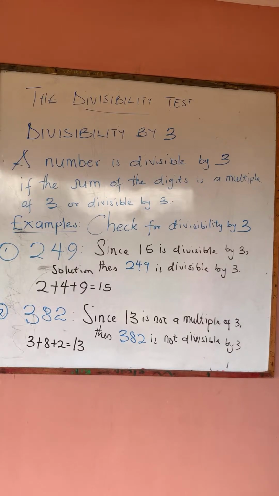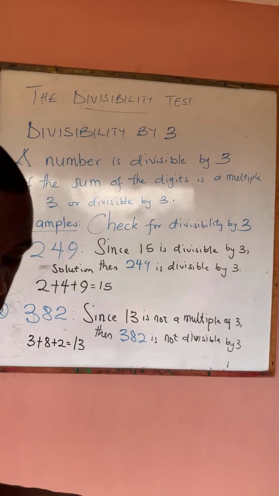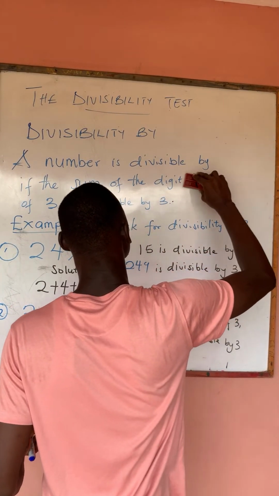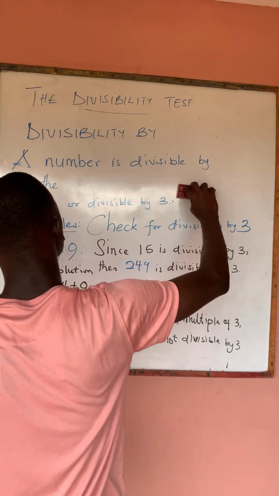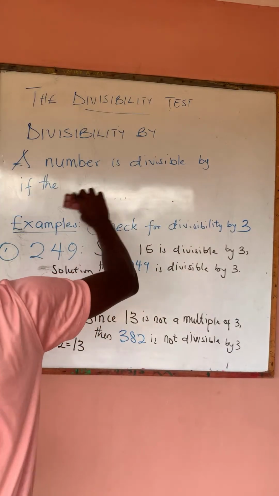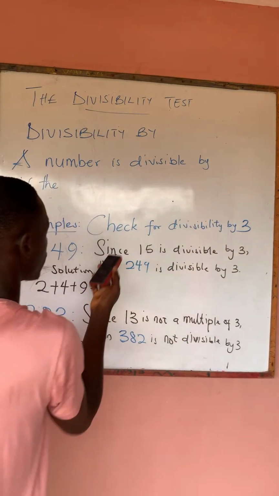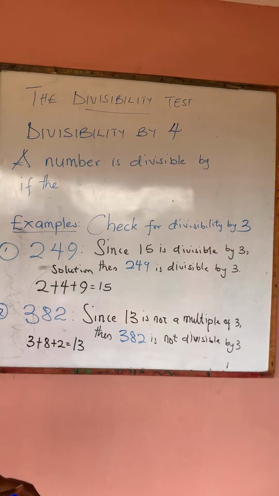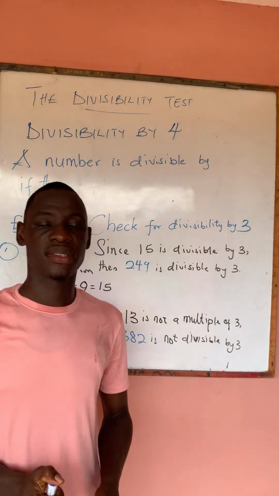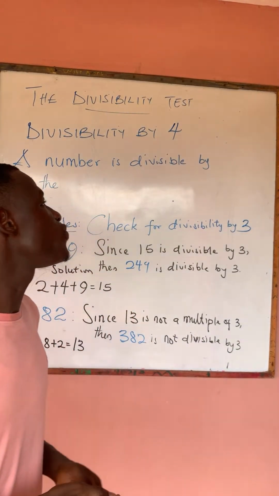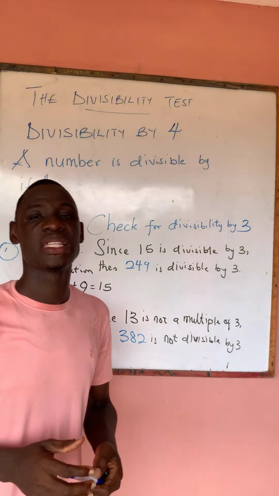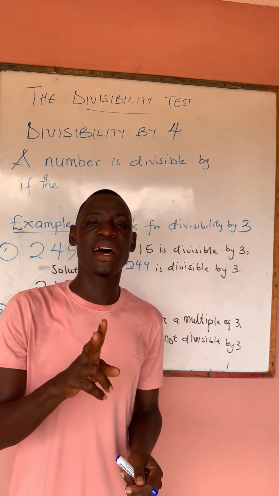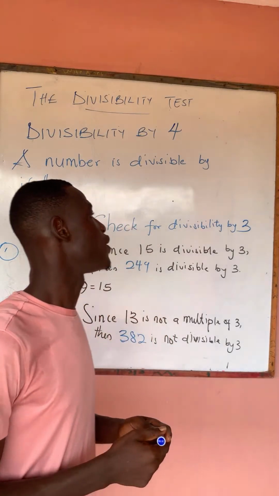And let's move on to divisibility by 4. So we are saying that the rule is that a number is divisible by 4 if the last 2 digits of the number are divisible by 4, or are a multiple of 4. Alright, so let's write the rule down.